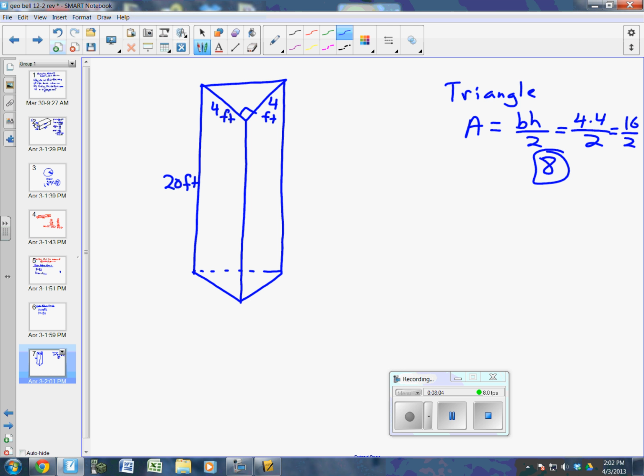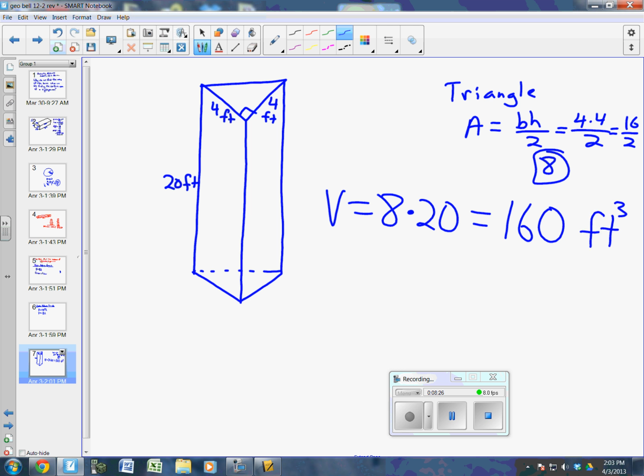Then what do I do with that? Yeah, because my volume formula is area of the base, which is 8, times the height, which is 20. And I get 160, right? 160 what? Feet cubed. Why cubed? Yeah, they're cubic feet. We're filling them up with cubes. How many cubes would fit in there?